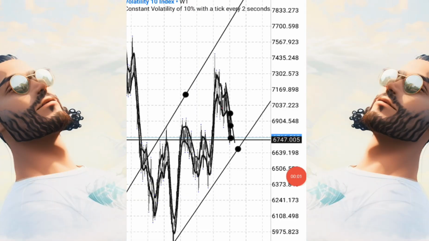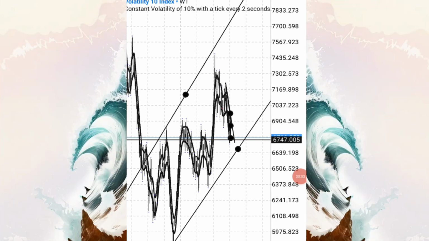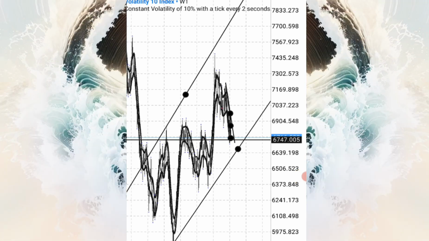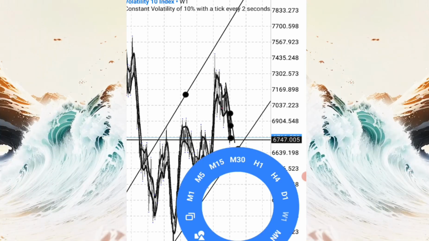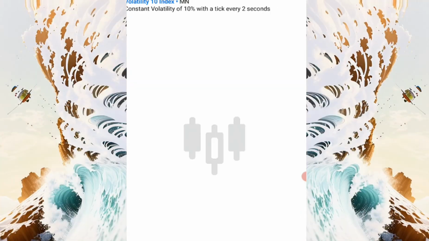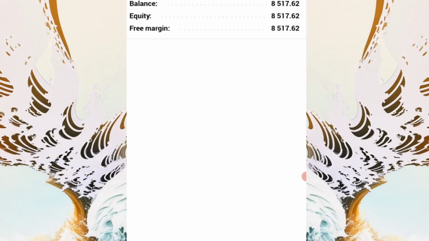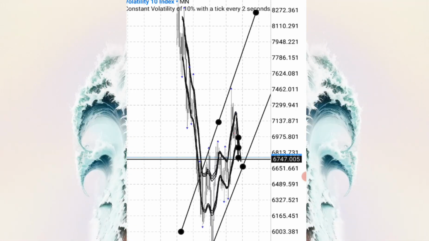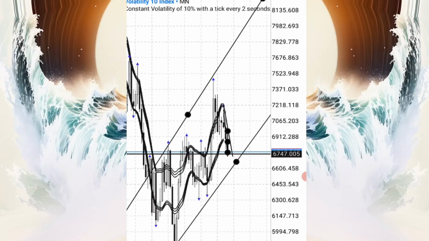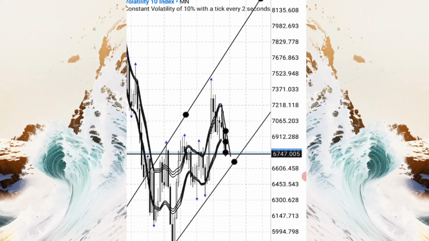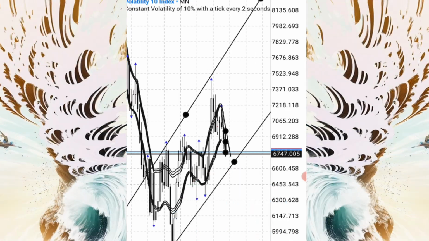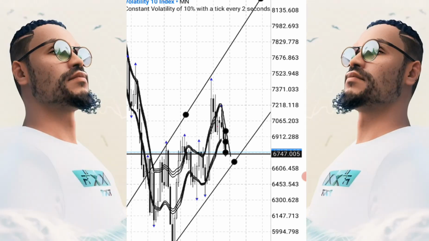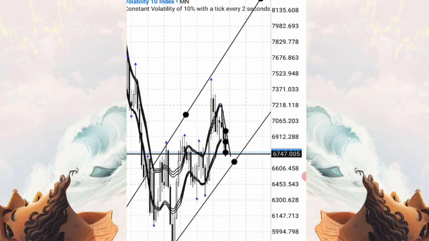You're welcome to the chart. This is the chart and we are right now on our weekly time frame. If you move to our monthly time frame, you're still going to see what has happened on the monthly time frame. You can see the market is bullish. The market is heading in an uptrend.